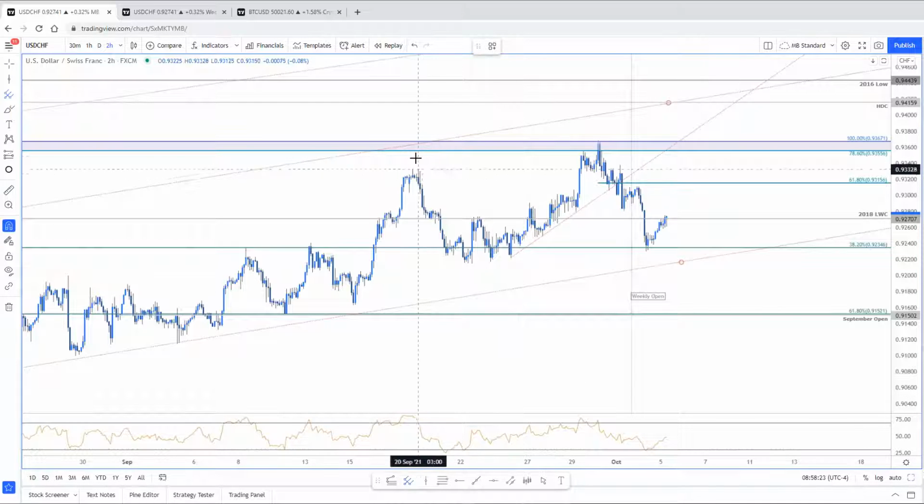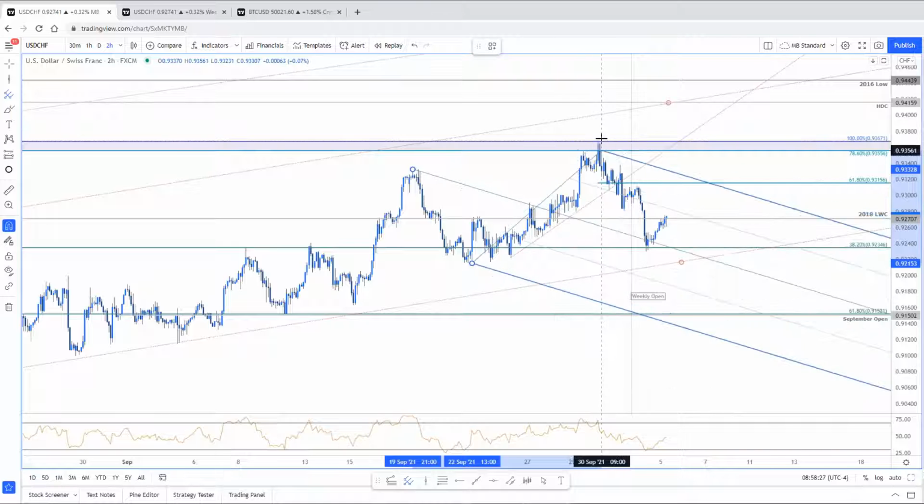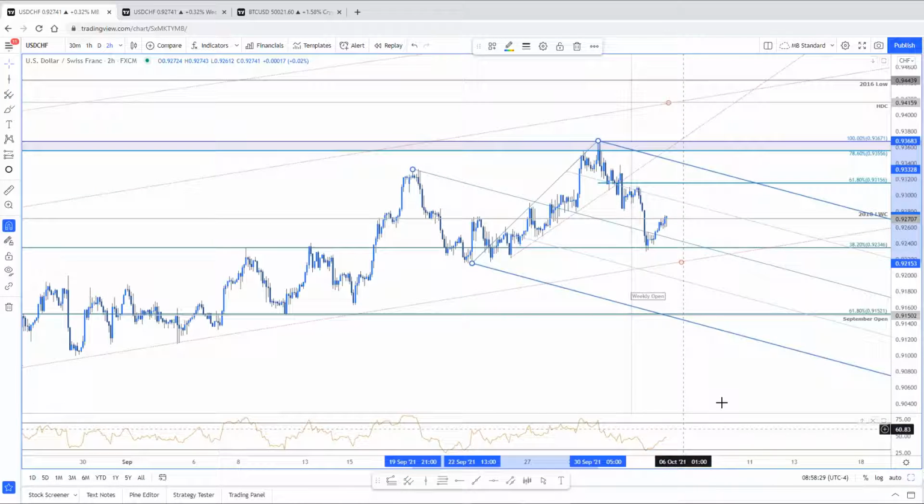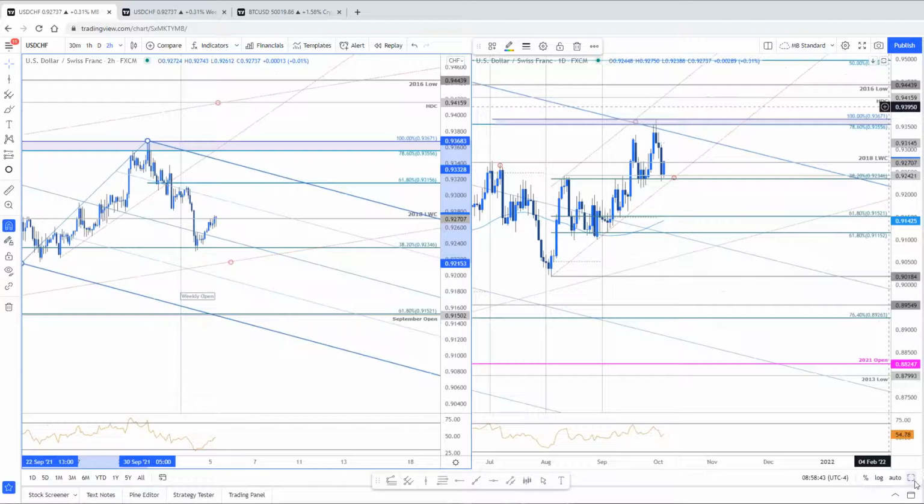Possible slope to the correction if we are indeed in correction. Again, it's too early to make that assumption, but possible slope in play here. We'll look to see if that offers any guidance on this pullback, or this bounce rather, in dollar Swiss. But pretty strong move off a pretty big resistance last week. See if we get any bounce off uptrend support.